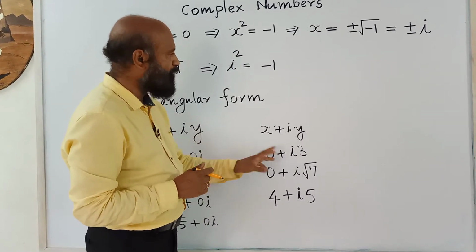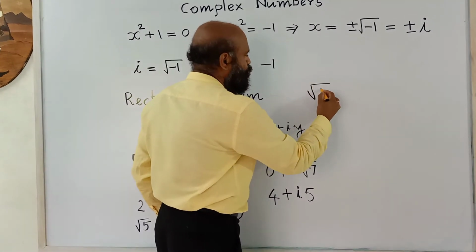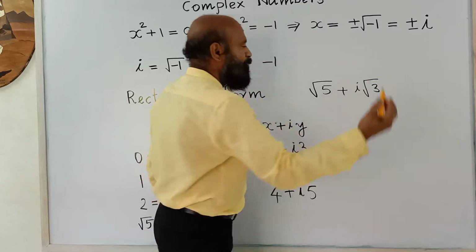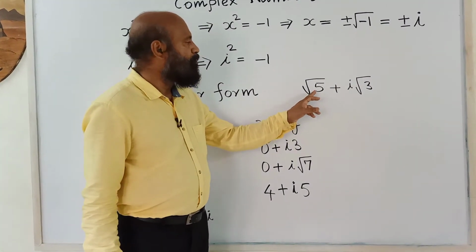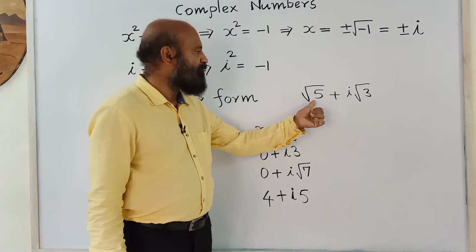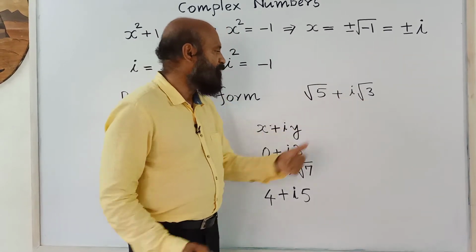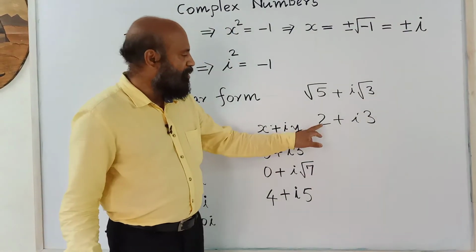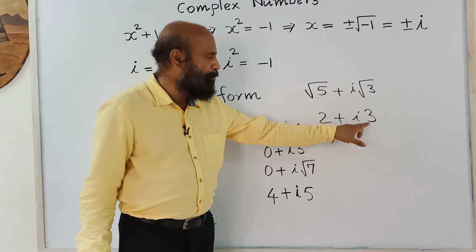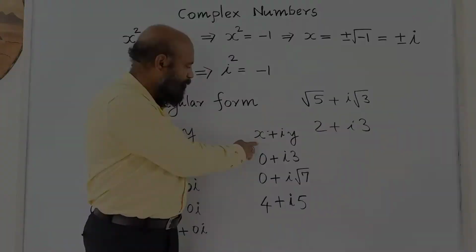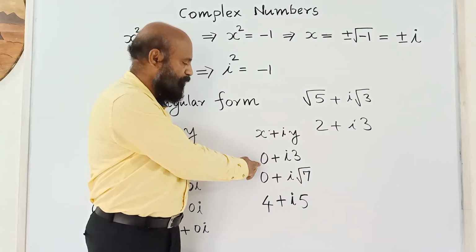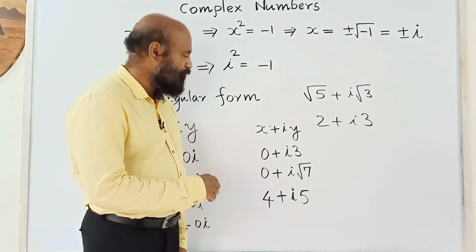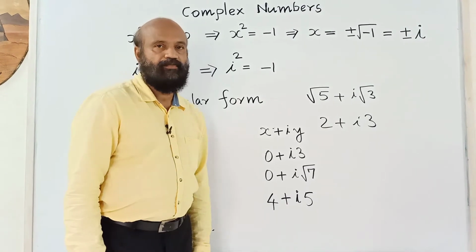Now both can be irrational also. For example, root 5 plus i root 3. So this is a complex number. This is irrational, and this is also irrational. Then 2 plus i3. Here real part is 2, imaginary part is 3. Here real part is 0. When real part is 0, this number is known as a purely imaginary number.